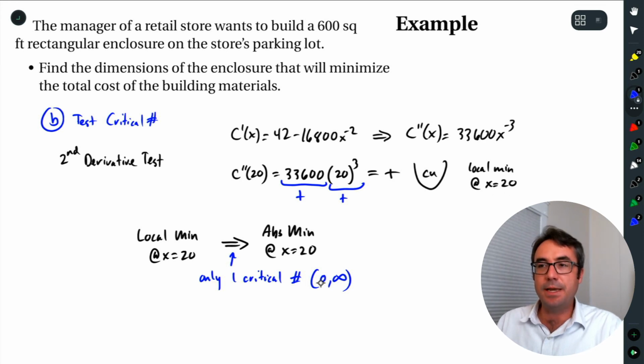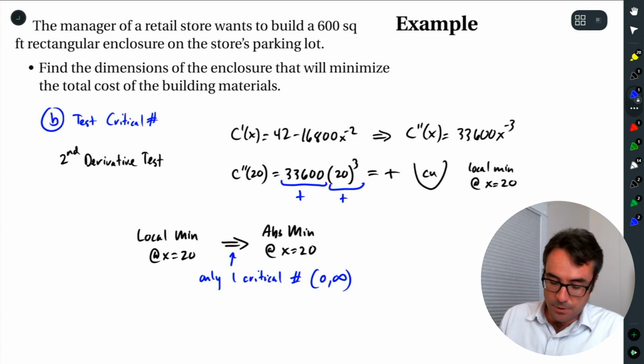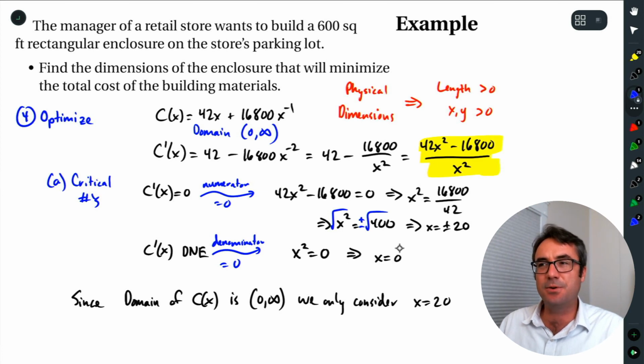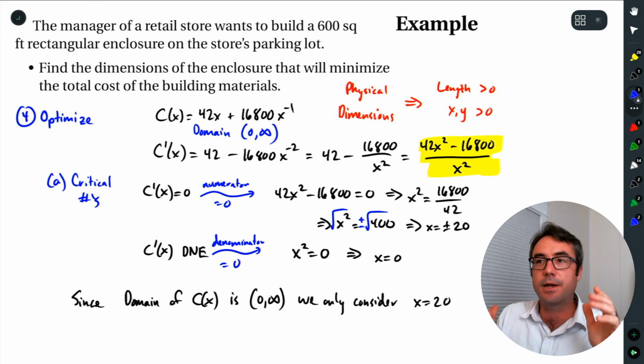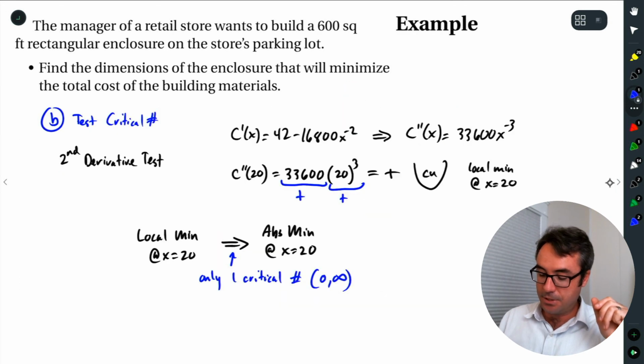And because our domain here was just the positive numbers from 0 to infinity, and we only had one critical number on that interval, so remember back, we had some other possible critical numbers, negative 20 and 0, but those were really not important for our problem because we're talking about physical lengths. So we're actually narrowing our attention to just the domain from 0 to infinity. And so we know we're going to have an absolute min.